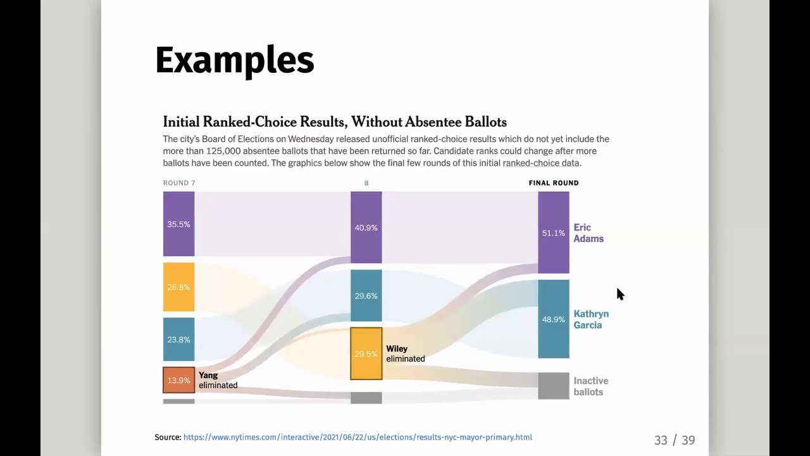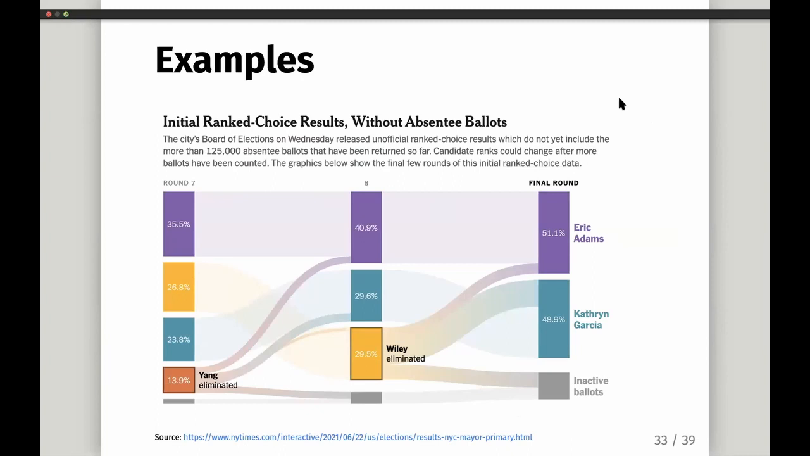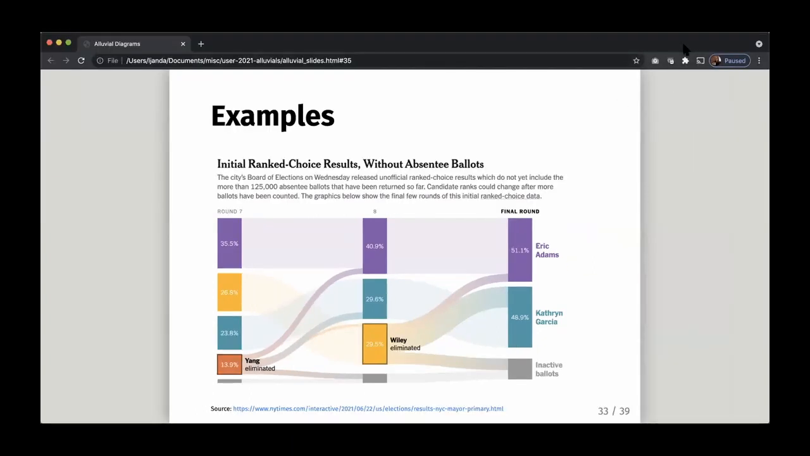So now I want to get into the examples. I'd like to make this a little bit more interactive if I have the time, but if you give me just a second. So this is our first example. I think this is a great example.